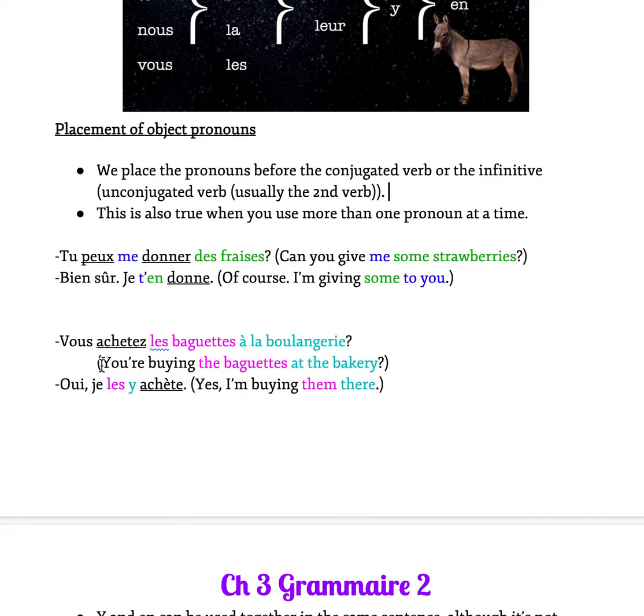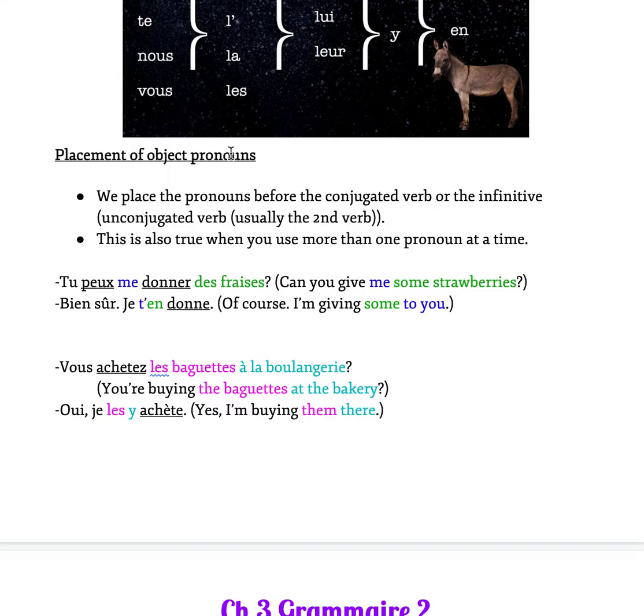Another example, vous achetez les baguettes à la boulangerie? So one verb, no object pronouns. So you're buying the baguettes at the bakery. So if I want to replace these, I can use les for this and y for this. All right, then it has to go in order. So les comes before y. So I get oui, je les y achète. So one verb, I put both of them before the verb. So you're buying the baguettes at the bakery? Yes, I'm buying them there. Oui, je les y achète.